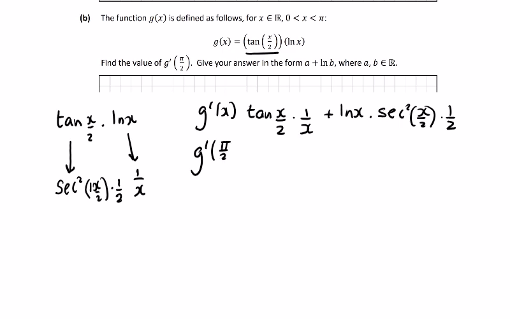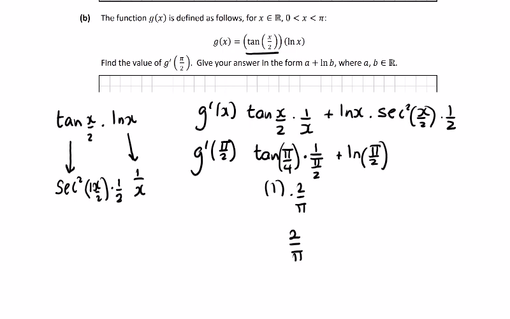And if we fill in g prime pi over 2, the tan of pi over 2 divided by 2 will be the tan of pi over 4, which is tan of 45, which is equal to 1, times 1 over pi over 2, which is 2 over pi. So the left hand side simplifies off the plus to be 2 over pi. Then we're going to have the natural log of pi over 2.